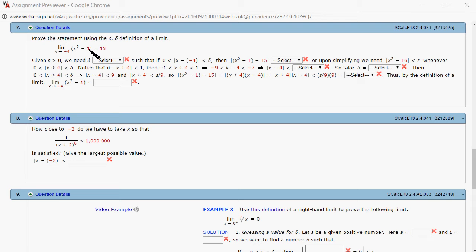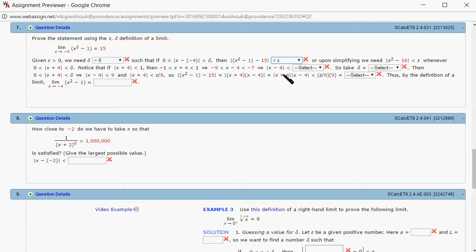Given epsilon greater than 0, so that's same as for all epsilon greater than 0, we need delta to be greater than 0 such that if the distance between x and a, negative 4, is between 0 and delta, then the distance between the function x squared minus 1 and the limit value, which is 15, is going to be less than epsilon. Those two parts are exactly the same every time.